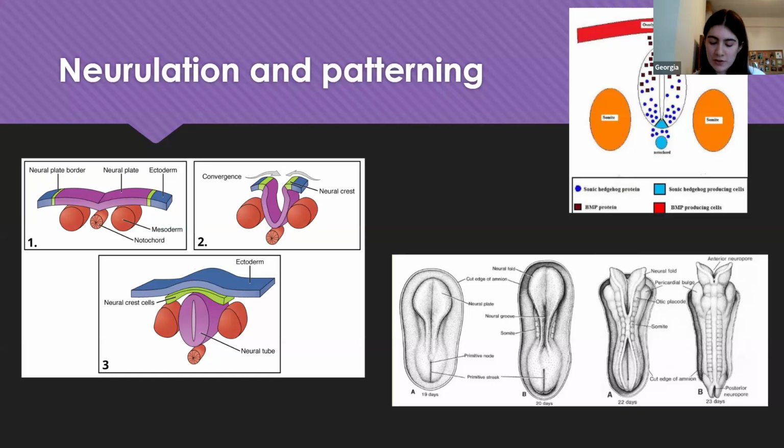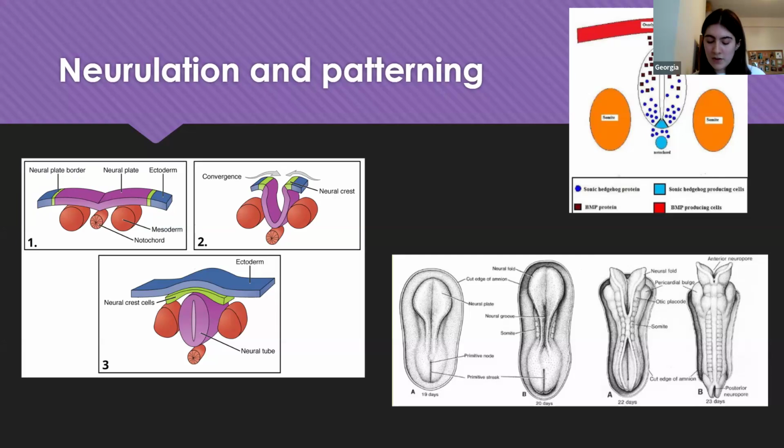At this point of fusion, some neuroectoderm is pinched off and becomes the neural crest cells, and there's more to come on those a bit later, but it's just important to know where they come from. So once we've created this neural tube, we have an open cylindrical tube, and the top and bottom need to be closed off.